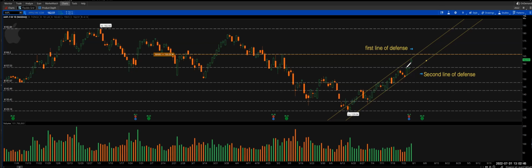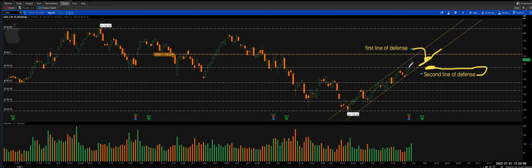So in this week, we want to look at, so where's the first line of defense? Well, the first line of defense is right here, right? That's the channel. That's the first line of defense. Where's the second line of defense? Well, the second line of defense is right there, that horizontal support line, right? So that's the first line of defense. That's the second line of defense.